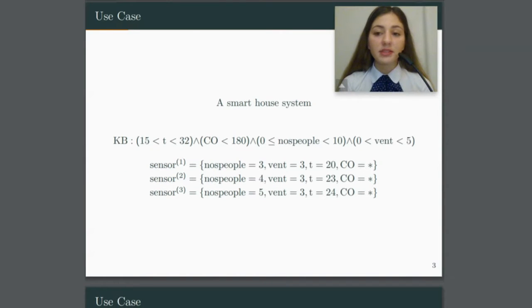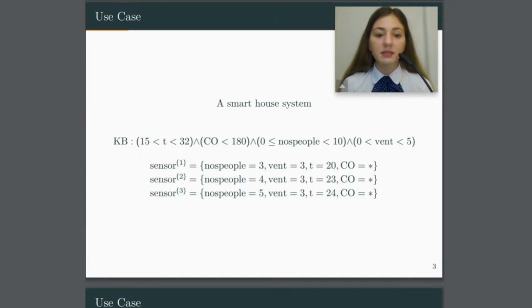Regularly, the system receives from the sensors new information about some of these parameters. For example, the sensors transmit updates at moments 1, 2, and 3. As we can see, some of the variables are not seen due to, let's say, faulty sensors or just missing data. Here, the sensors do not contain any information about the carbon monoxide in that room, but we do know from the knowledge base that the amount of carbon monoxide is within some range, less than 180.